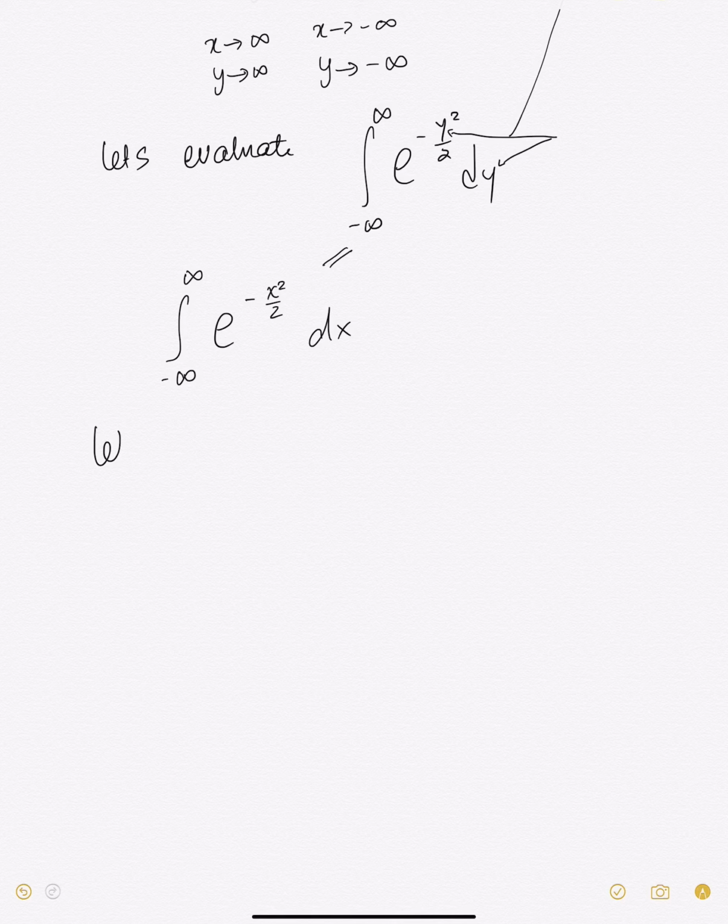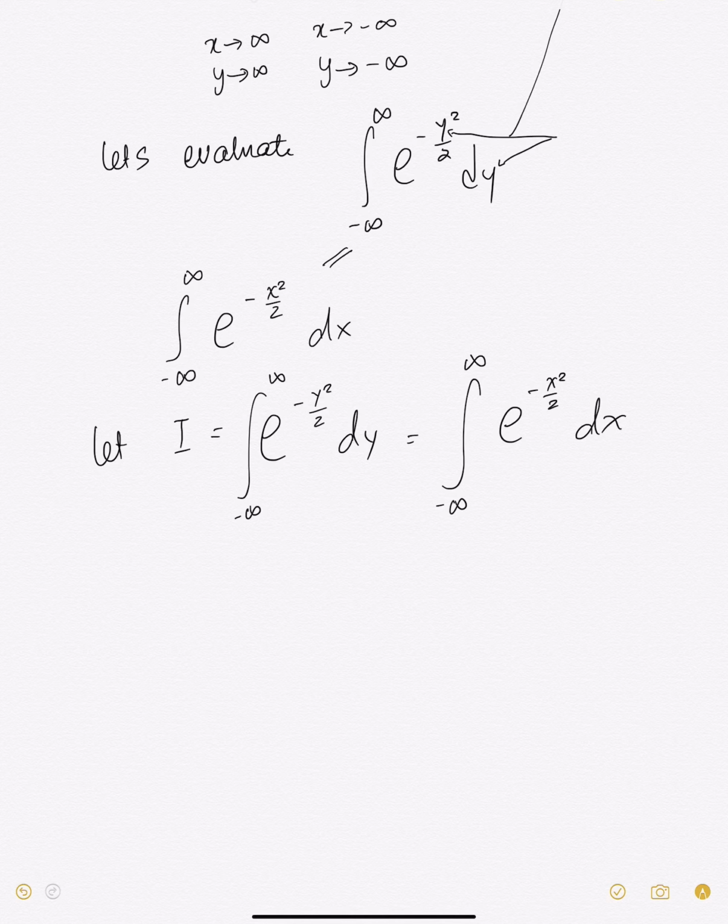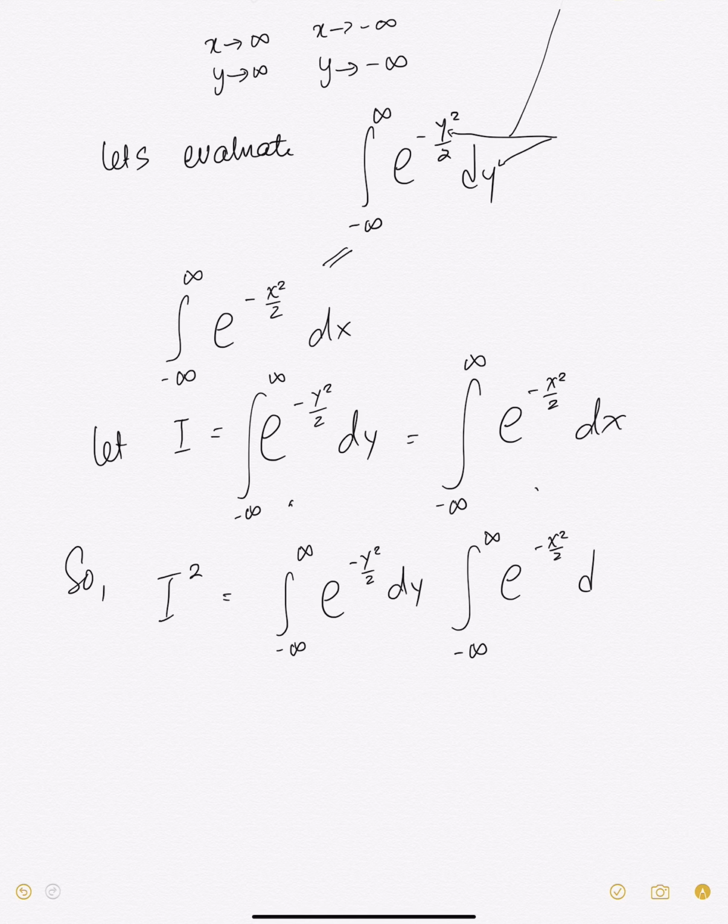Okay, so let I be equal to the integral from minus infinity to infinity of e to the minus y squared over 2 dy, which we know is the same as the integral from negative infinity to infinity of e to the minus x squared over 2 dx, or whatever letter you want to use. Okay, so we're going to do this. So we have that I squared. Let's just stick to these two. Will be the product of these. So the integral from minus infinity to infinity of e to the minus y squared over 2 dy times the integral from minus infinity to infinity of e to the minus x squared over 2 dx.